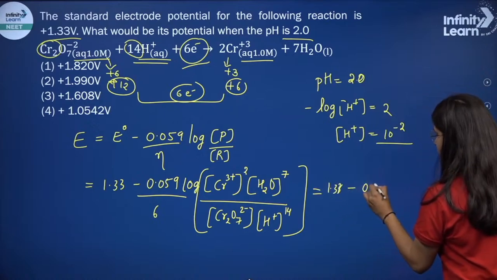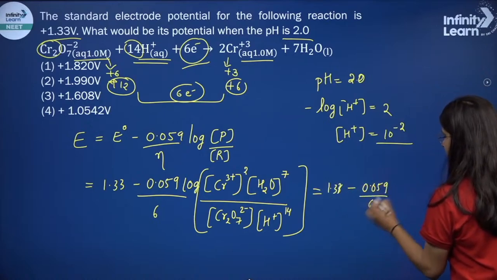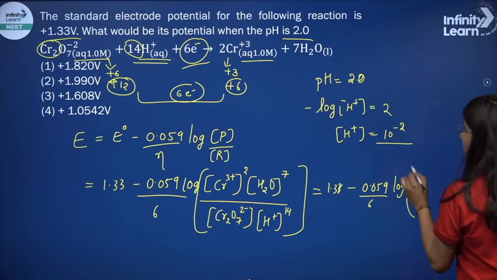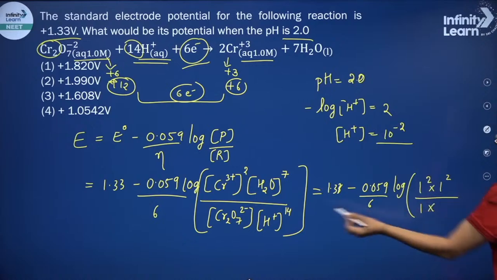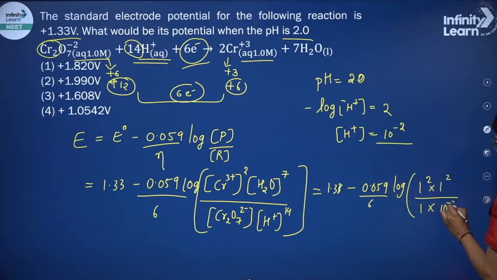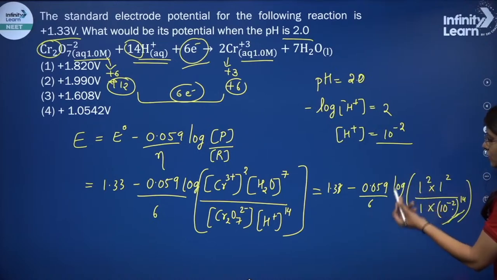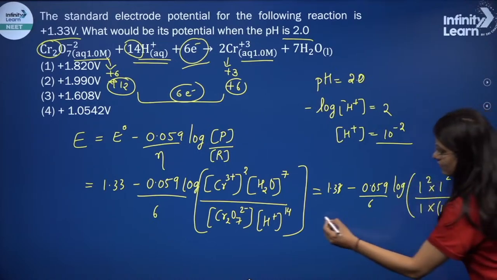1.33 minus 0.059 by 6 log of chromium 1, so 1 square. Water also 1 square divided by dichromate again 1 into H plus raised to power 14. So 10 raised to power minus 2 raised to power 14. This will be 1. When I calculate this, it will be 10 raised to power minus 28. Upar jayega, so it will be 10 raised to power 28. Right? So log of 10 raised to power 28 will be 28.